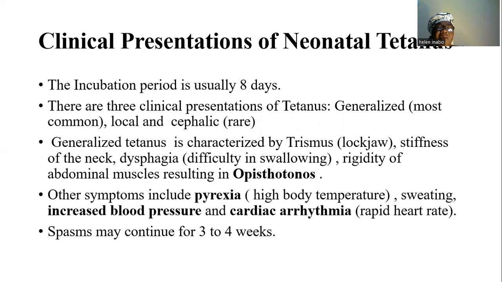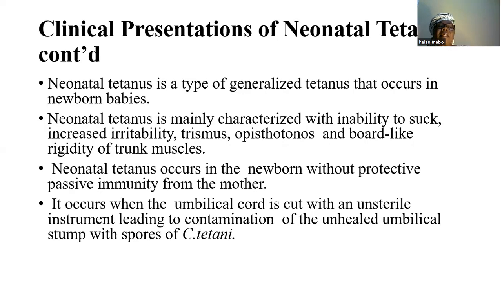The generalized tetanus is characterized by trismus, which is lockjaw, stiffness of the neck, dysphagia, difficulty in swallowing, rigidity of abdominal muscles resulting in opisthotonus. Other symptoms include pyrexia, sweating, increased blood pressure, and cardiac arrhythmia. Neonatal tetanus is a type of generalized tetanus which occurs in newborn babies.